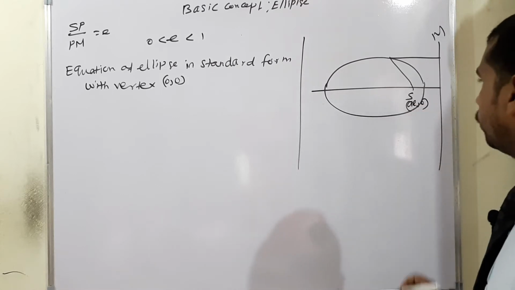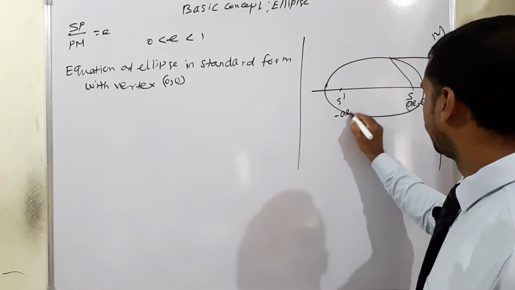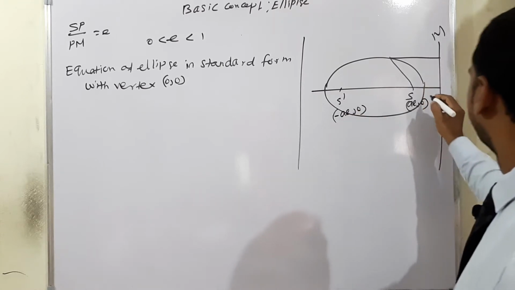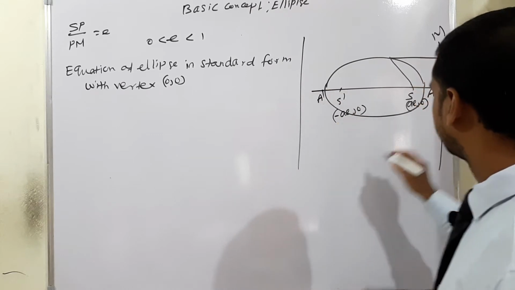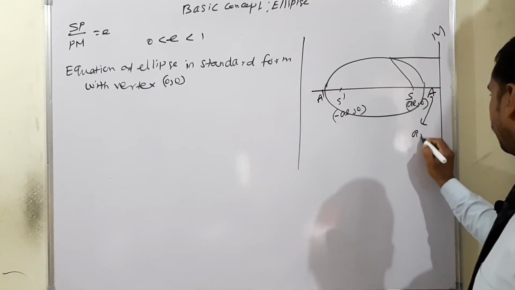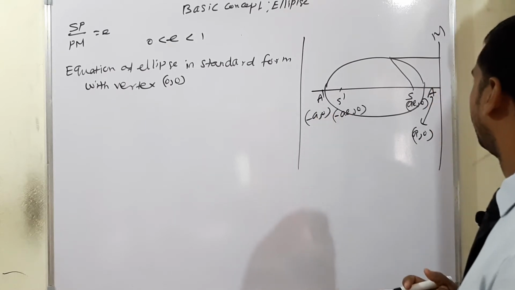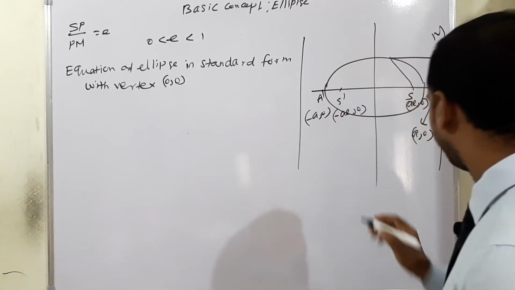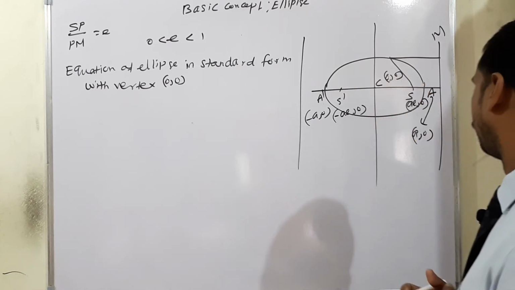ae comma 0. Then this is S; the opposite side is considered S dash, that means negative ae comma 0. So now this is called A, and this is called A dash. A is considered A comma 0, A dash means negative a comma 0. Then if you draw one perpendicular bisector, this is considered C, the center, always 0 comma 0.